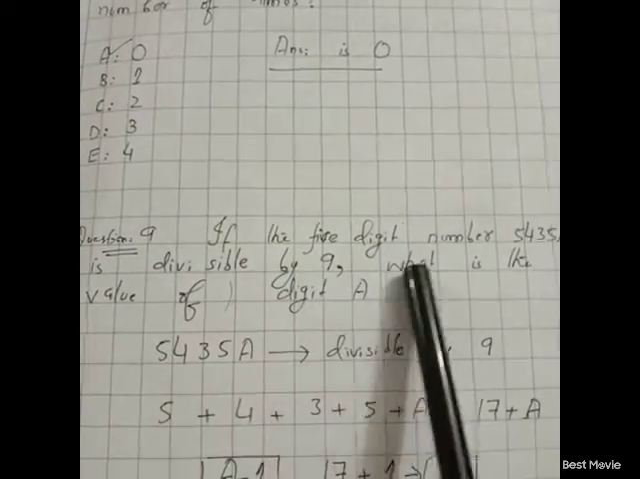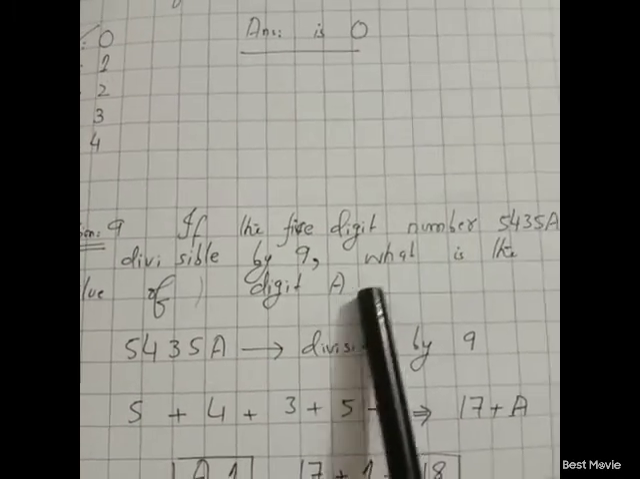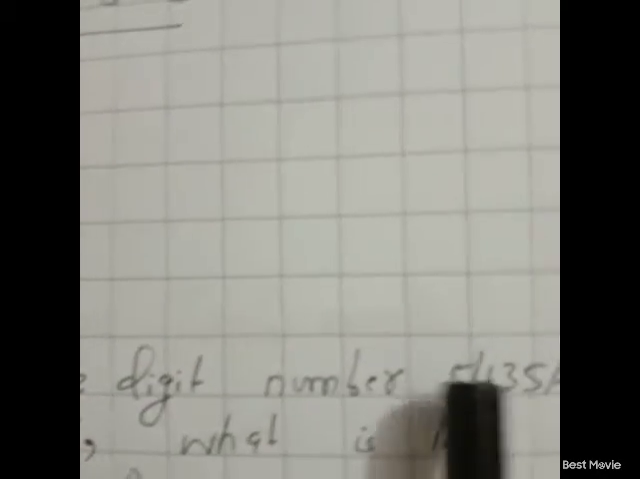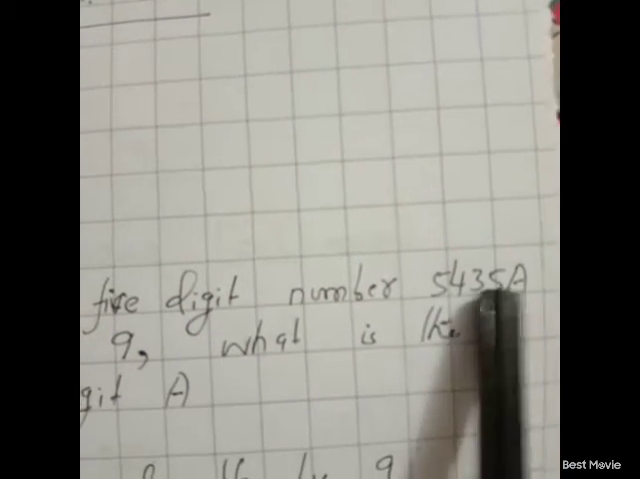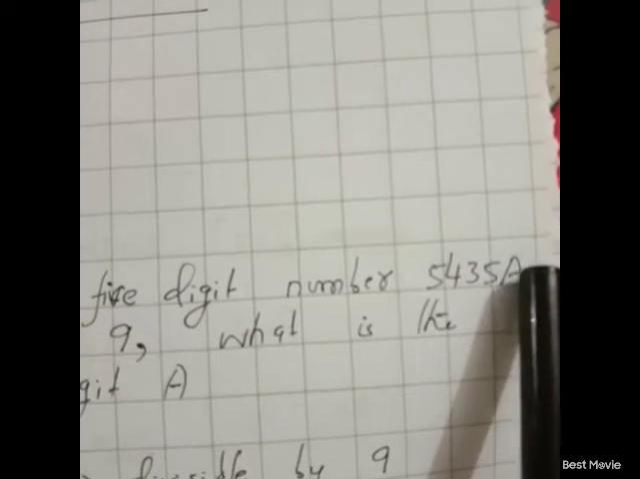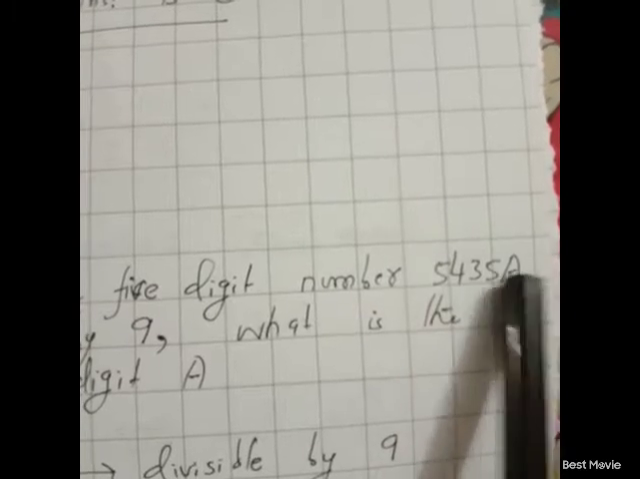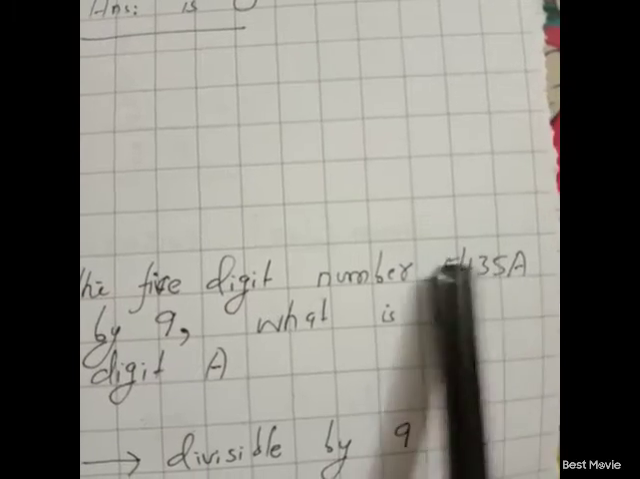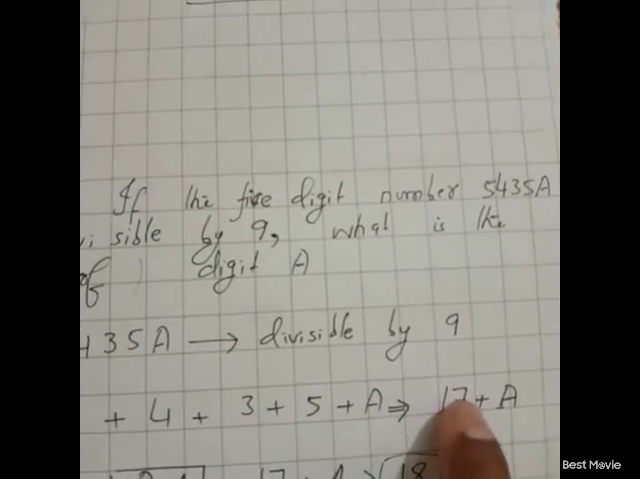Question number 9. If the 5-digit number 5435A is divisible by 9, what is the value of digit A? What is the value of A here if it is divisible by 9? So again we will apply the technique that we have already applied in an earlier question. We have to add all these digits with each other: 5 plus 4 plus 3 plus 5 plus A. If we add all these digits, then the answer will be 17 plus A.